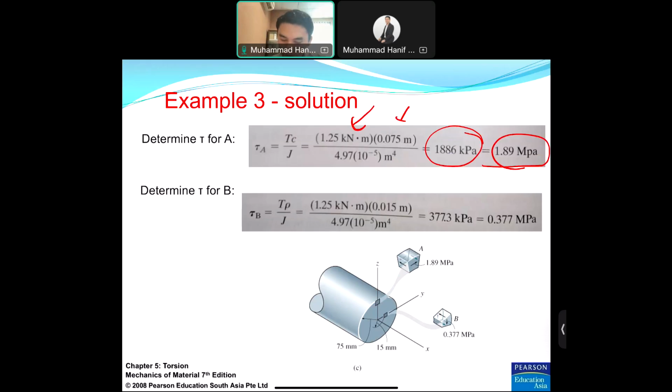So just putting the 15 millimeter, 0.015 meter, into the equation, you will get the final answer of the tau for B. Okay, so if you summarize here, you can see the maximum happens at A, of course, because the radius is highest. So the maximum tau for A is 1.89 compared to B 0.377 megapascal.